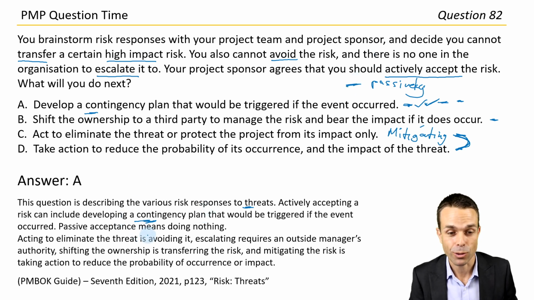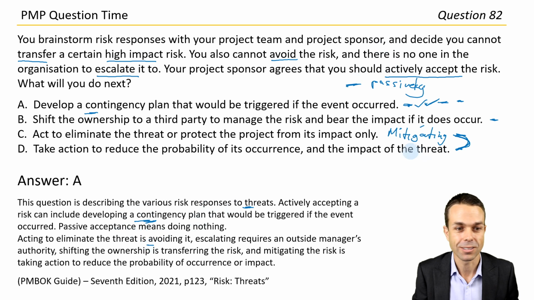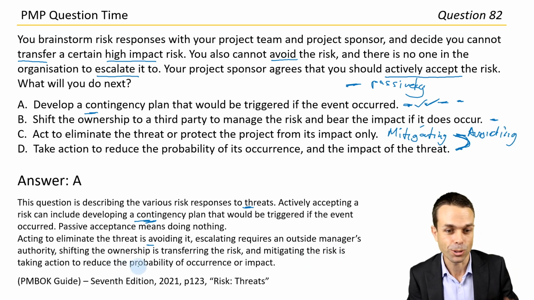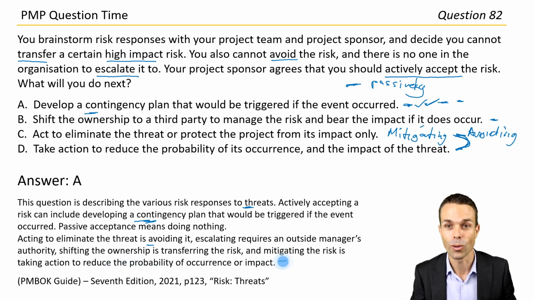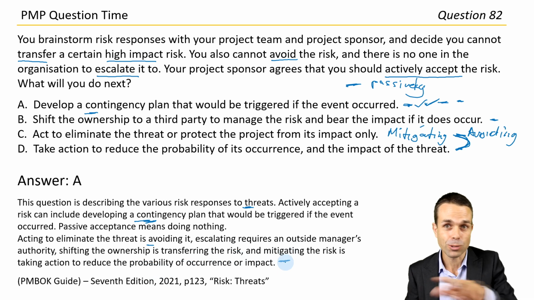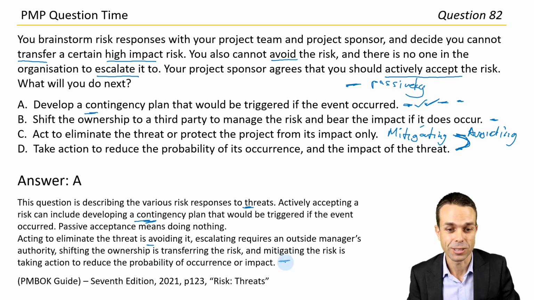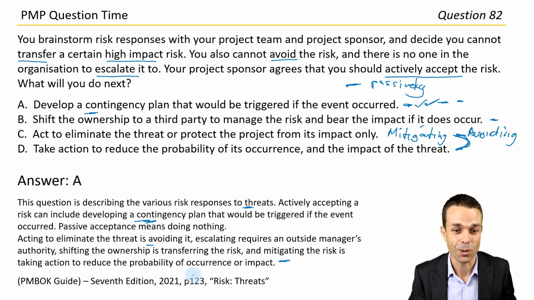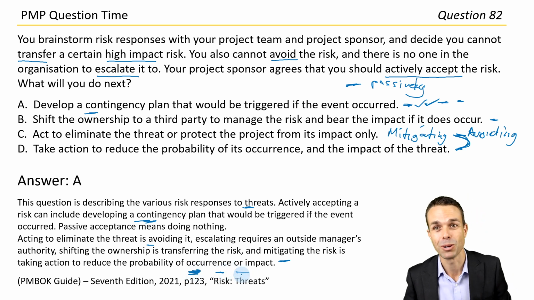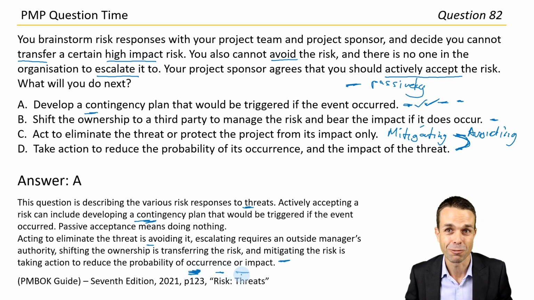Acting to eliminate the threat is avoiding it. Okay, so that's avoiding, and the other one must be mitigating, I think. So mitigating the risk is taking action to reduce the probability of occurrence or the impact. So that's all the various ways that we can respond to those risks, which is very, very handy to know. On page 123, under Risk Threats in the PMBOK Guide 7th edition. Really good information to have.